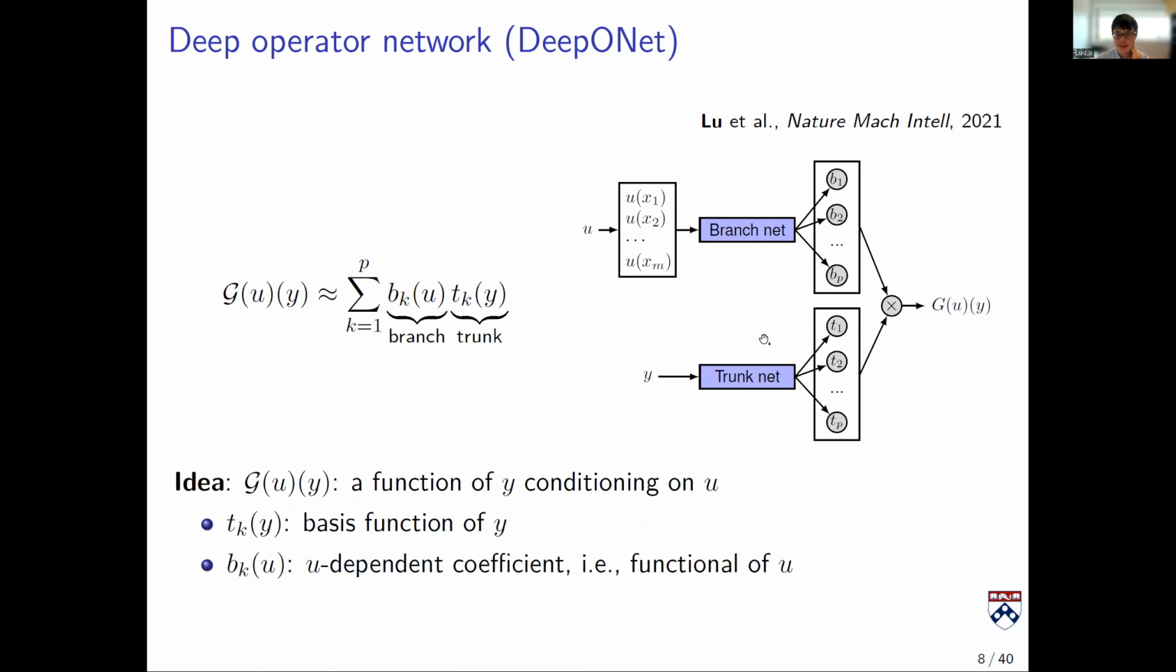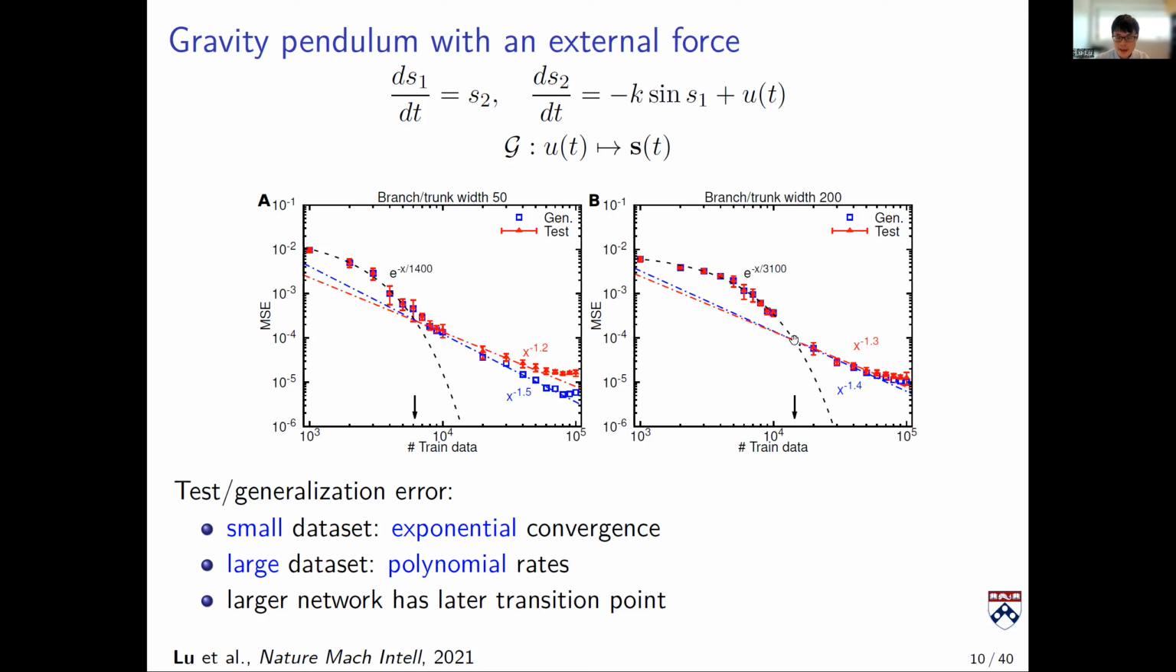Okay, so the rates of the convergence depend, for example, on the network size. If we have a larger network, then we have a different convergence rate, and the transition location can also be different. But this exponential convergence also demonstrates the fast learning, or fast convergence, of the DeepONet.